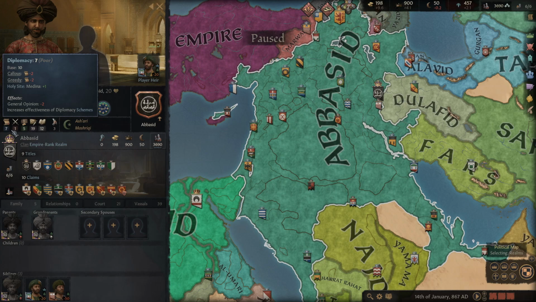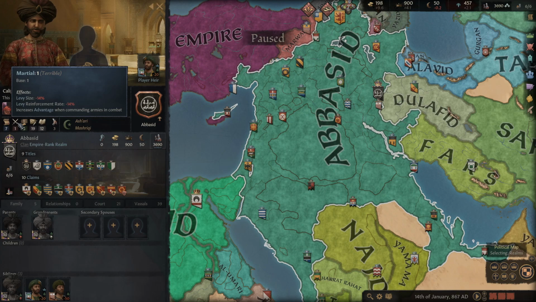Next, moving on to the martial stat. This represents how much of a fighter/commander you are, basically how good you are at waging war. Martial ability affects levy size and levy reinforcement rate, as well as your competence when leading troops in battle. As you can see, the Caliph is terrible. I mean, terrible's an understatement. He's awful, and as such, he suffers some pretty severe penalties to levy size and levy reinforcement rate. So the levy size is the number of levies you can raise, and the levy reinforcement rate means the rate at which you recuperate lost levies.